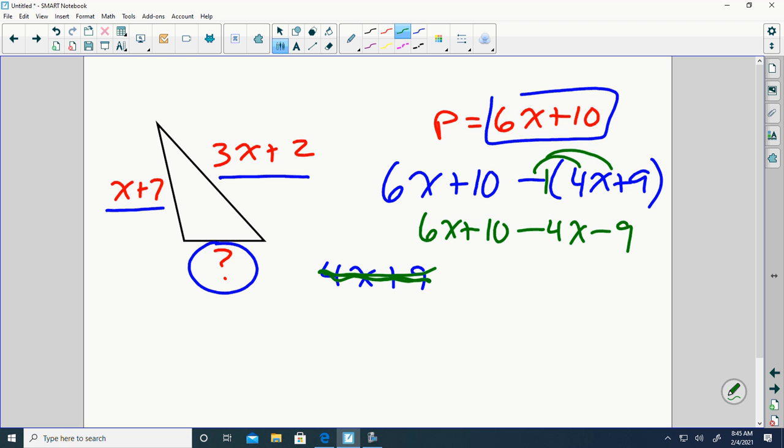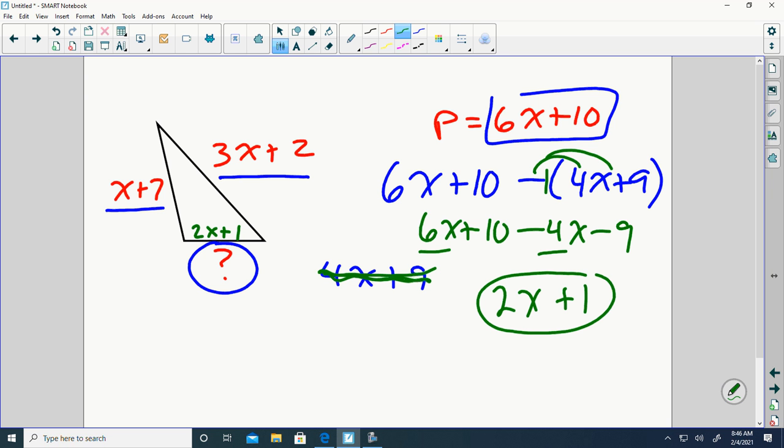This is not really part of the problem now. I just used it so I kind of wrote it off to the side. All right, so 6x subtract 4x. 6 minus 4 is 2x. 10 subtract 9, 1. What is this right here? What does that mean? What is that? What did I just find? That's my missing side. That's right here.